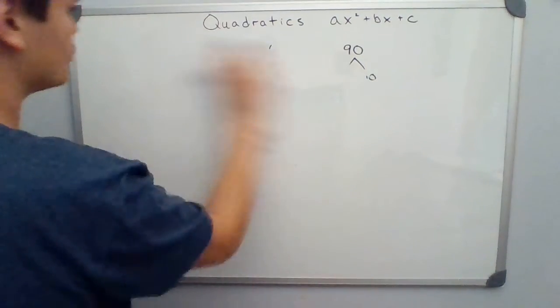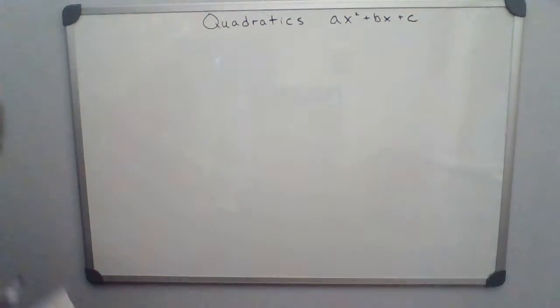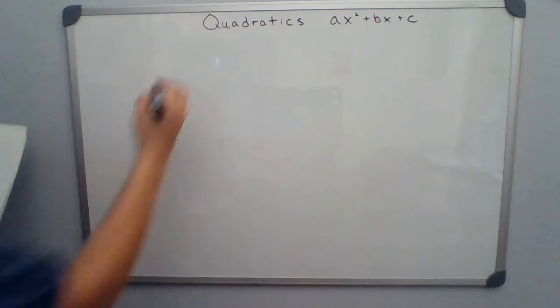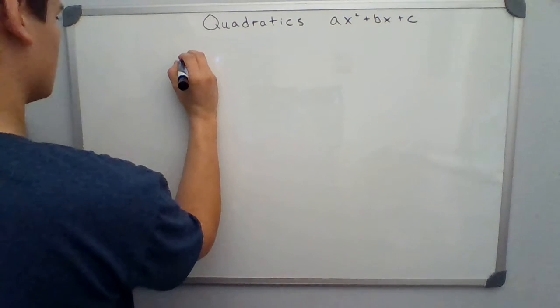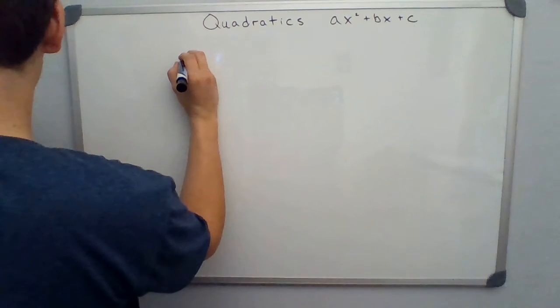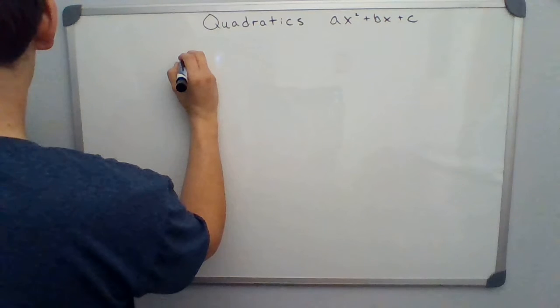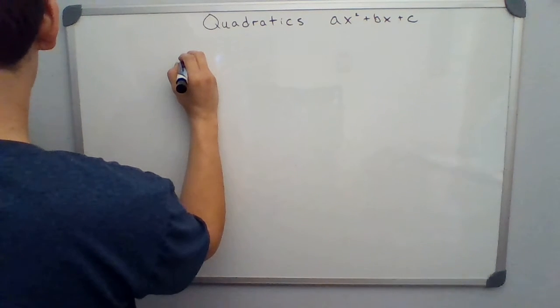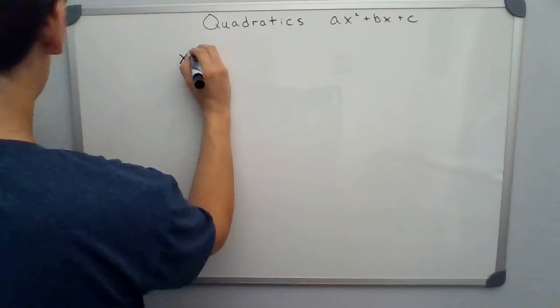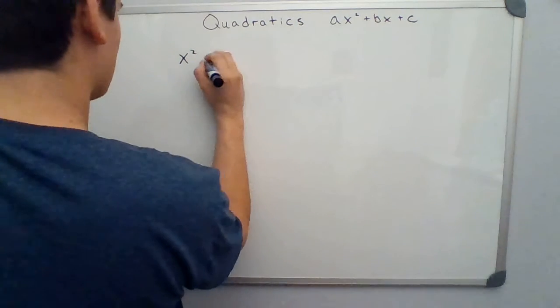So maybe I'll do one more quick example before I end the video. I want to do something with a negative number. That way we can see that it also works with negative numbers. Let's see. I'll do two more examples. So x squared plus x minus 2.